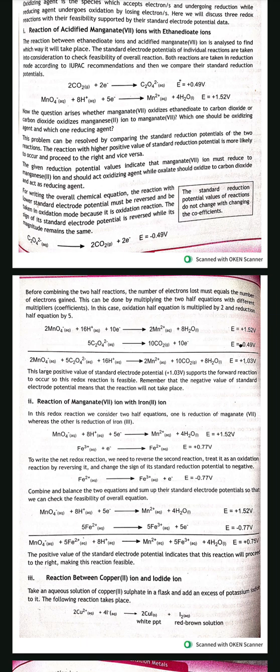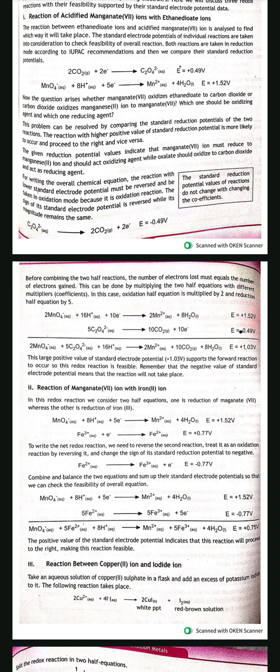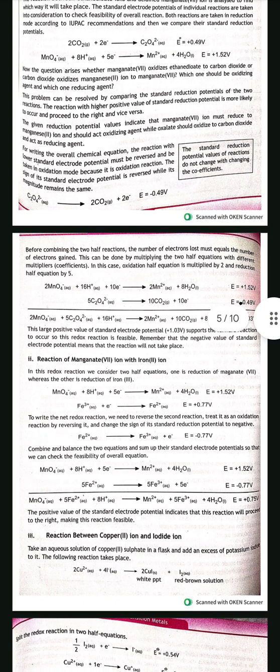The reaction between ethanedioate ions and acidified manganate ion is analyzed to find which way it will take place. The standard electrode potentials of the individual reactions are taken into consideration to check the feasibility of the overall reaction. Both reactions are taken in reduction mode. 2CO2 plus 2e- gives us C2O4 2-, and MnO4- plus 8H+ plus 5e- gives us MnO2 plus 4H2O. Now the question arises whether manganate oxidizes ethanedioate to carbon dioxide or carbon dioxide oxidizes manganese.